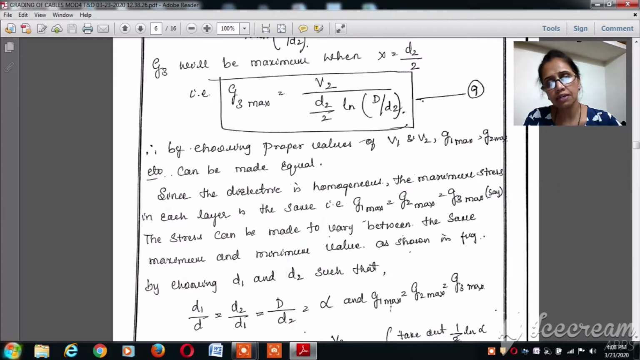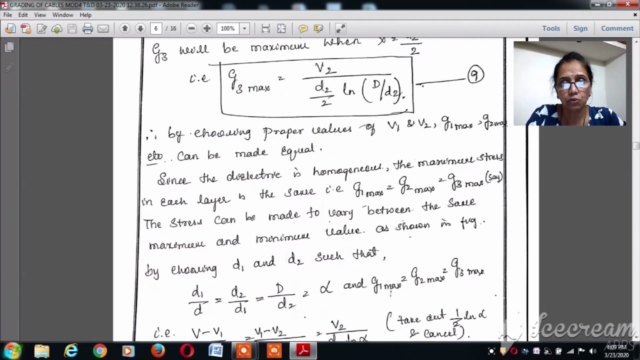So since the dielectric is homogeneous here, we are not using the composite dielectric here. So the purpose of introducing the intersheaths is to bring in the potential difference and to make the stress distribution uniform all over the cable, so as to make the cable an efficient one and to optimize the capacity of the underground cable for the voltage that it is designed.